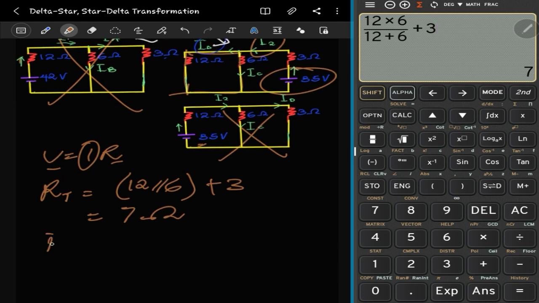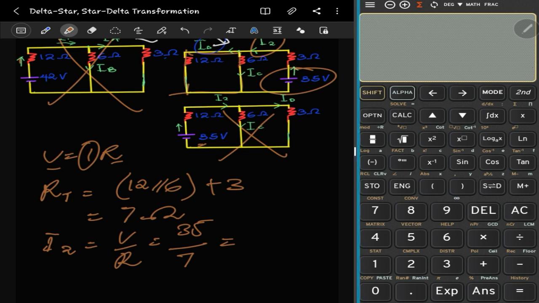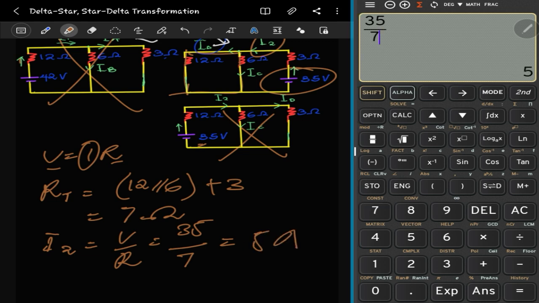So now that we have this, we'll be able to find the main current, which is the I2. So we go on and see this I2 here is equal to V on R. We have our V to be 35, and we have our R to be 7, so 35 on 7. Yes, that gives us 5 amperes, right?